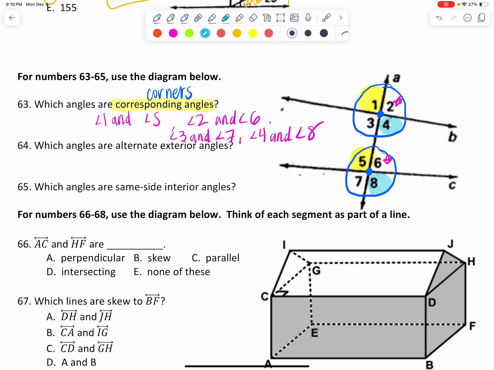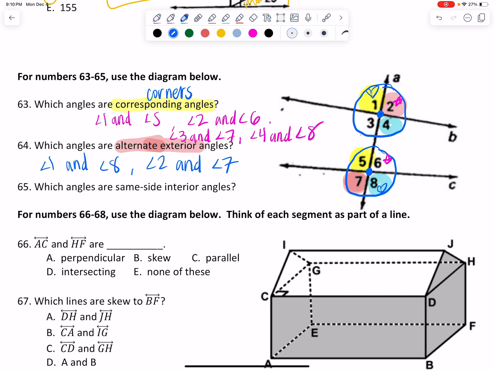Which angles are alternate exterior? So remember, exterior means they're on the outside. So who'd be alternate exterior to 2? 7. Outside of those parallel lines, angle 2 and 7 on different sides of the transversal, and then also angle 1 and angle 8. Angle 1 and angle 8.